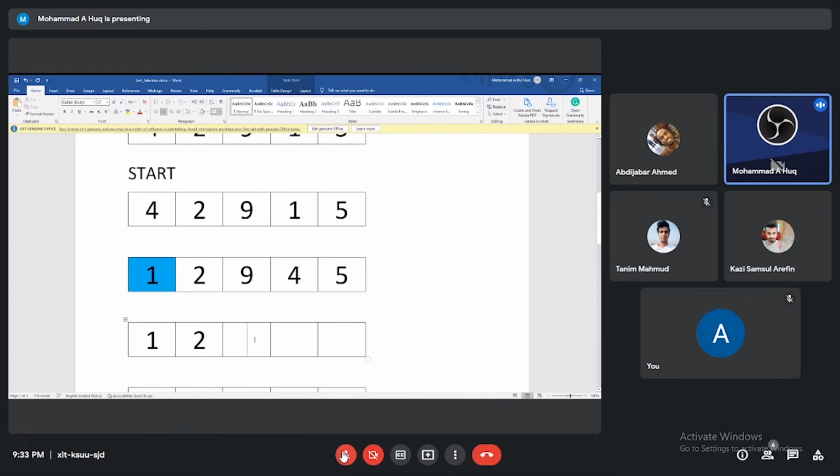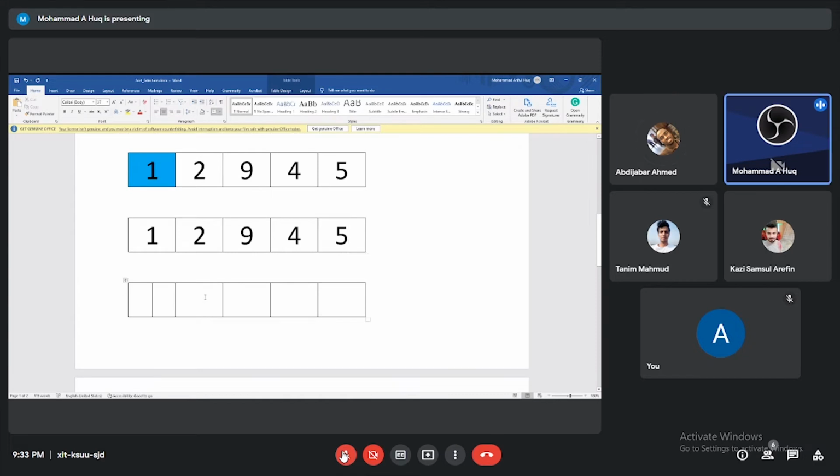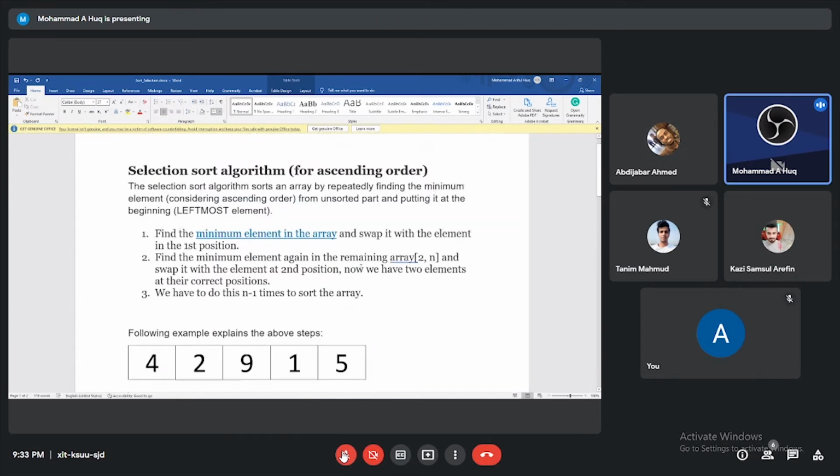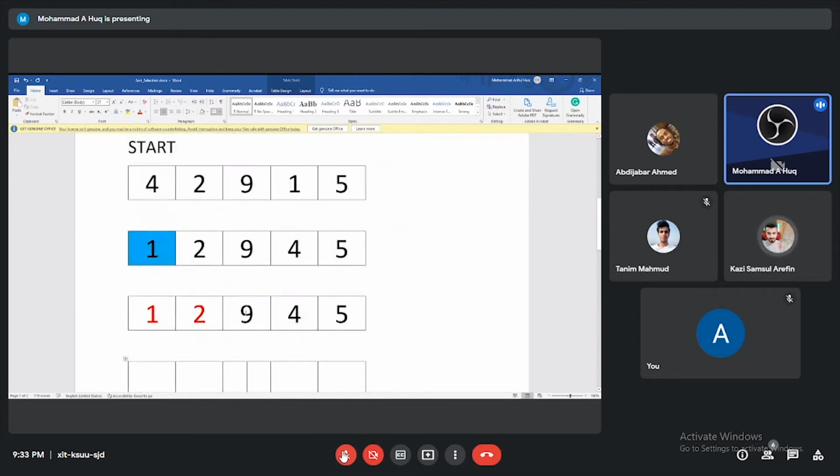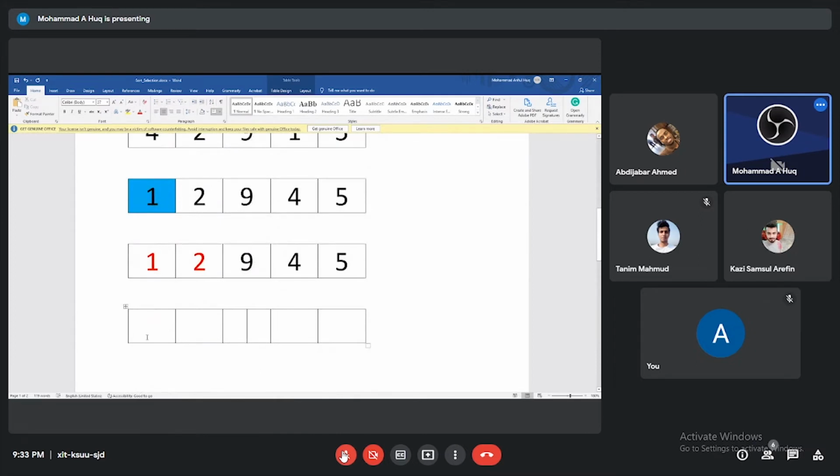1 2 9. We don't want to spend time here. Then what will happen? These two are sorted. Okay. And now we'll select 4, sir. 4 will be swapped with what? 5 or 9? Sir, 9, sir. 9. Why? The algorithm said that it should be swapped with the leftmost things. Yes sir. So 1 2 4 9 5. These 3 are sorted.